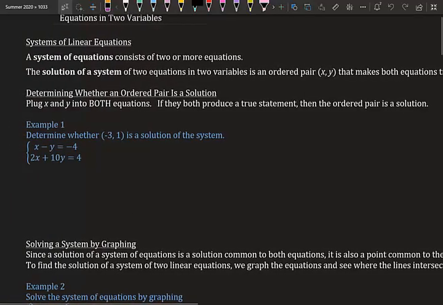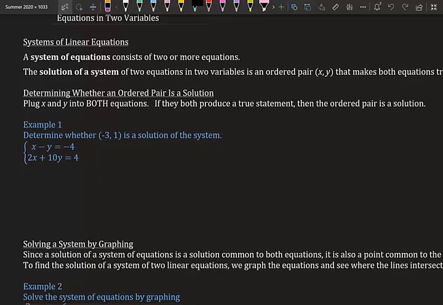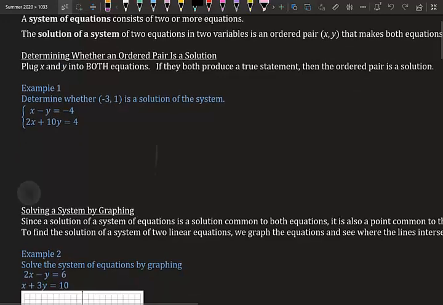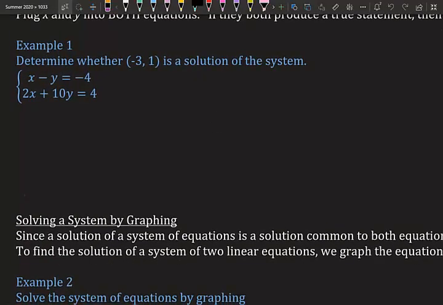both equations true. Determining whether an ordered pair is a solution: plug x and y into both equations. If they both produce a true statement, then the ordered pair is a solution. So let's determine whether negative 3, 1 is a solution of the system.